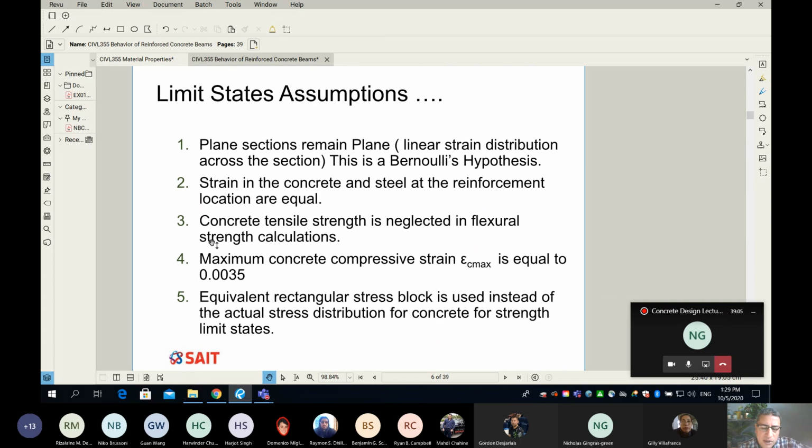A few things, probably we already said one. So number one is concrete tensile stress is neglected in calculations. Okay, so that's our assumption. The concrete tensile stress is neglected. Only rebar in tension and concrete in compression.